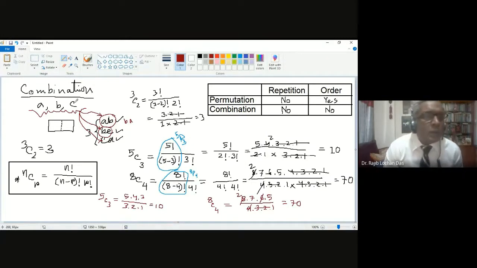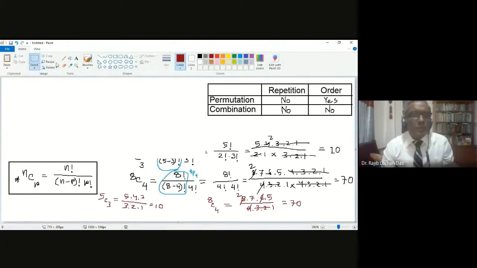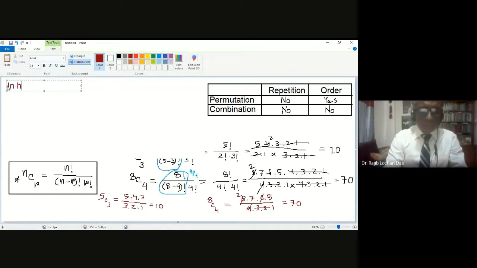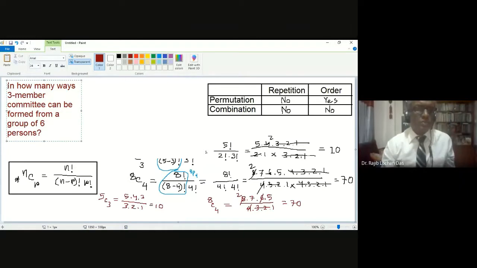Okay. Now let me give you some problems so that you can understand how it is applied. Let me give you a question like, in how many ways a 3-member committee can be formed from a group of 6 persons. So this is the question.